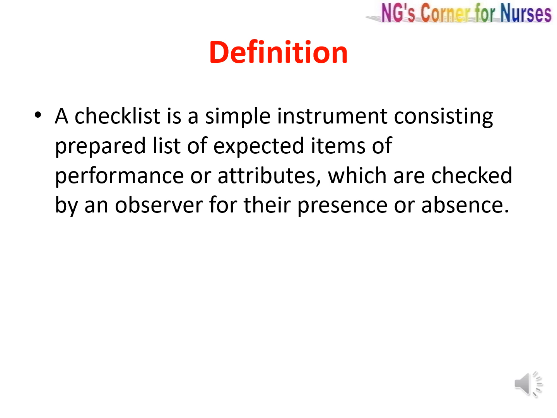A checklist is a simple instrument consisting of a prepared list of expected items of performance or attributes which are checked by an observer for their presence or absence. So a checklist only determines whether the expected behavior, items or actions are present or not present. It doesn't consist of marks or points. So a checklist is a tool for observing, a tool for practicing, not for evaluation, because a checklist doesn't consist of marks.